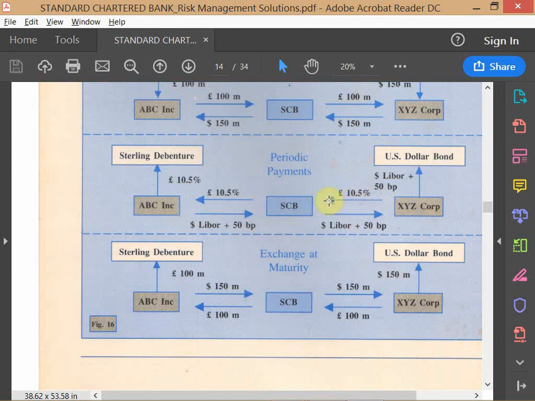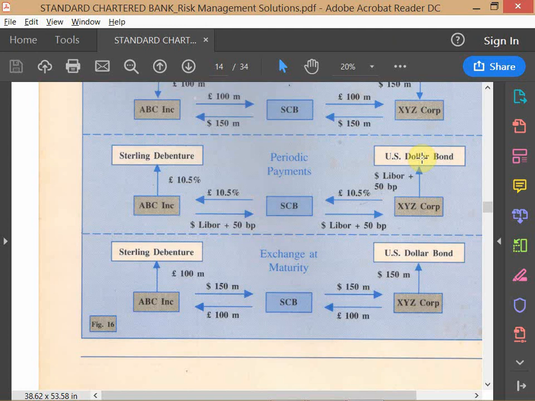So he tells you that if you want a swap where you receive dollar LIBOR plus 50 basis points and you pay fixed rate sterling at 10.5%, this market rate is available right now. Then the distribution team on the investment bank is able to figure out from the investors that they are happy to buy a 7-year FRN for 150 million at a pricing of dollar LIBOR plus 50 basis points.